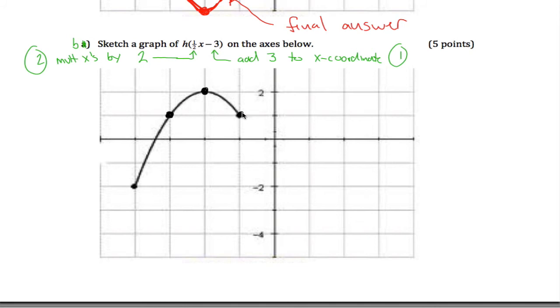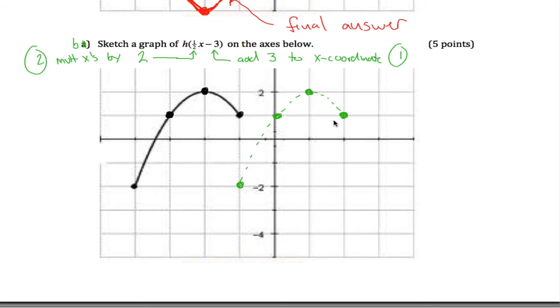So if I add 3 to all the x coordinates, this x coordinate used to be -1, ends up over here. This x coordinate used to be -2. This x coordinate used to be -3, it goes to 0. And this one used to be -4. Add 3, gets to -1. So it's kind of an intermediate step. I got this graph right here. But that's not my final answer because I still have to multiply all the x coordinates by 2.